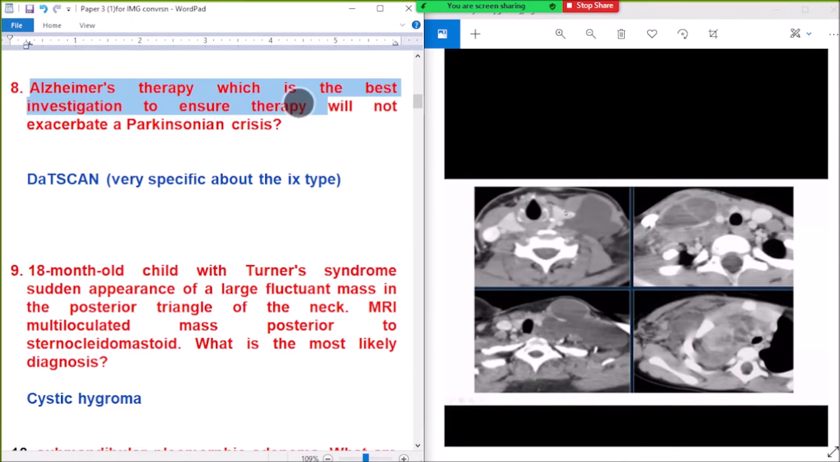Question number 8. In Alzheimer's therapy, which is the best test to ensure therapy will not exacerbate a Parkinsonian crisis? CAT scan. Now, in Alzheimer's therapy, remember the CAT scan is used.